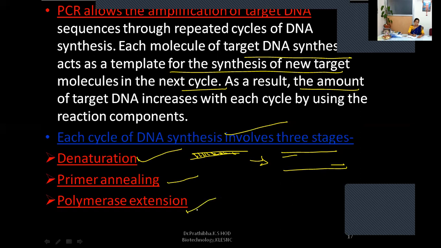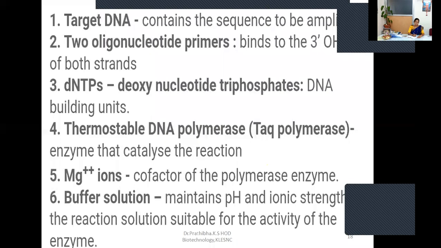The next one is polymerase extension. Once the primers are attached to the ends of the template DNA, the Taq DNA polymerase enzyme binds and keeps on adding the complementary nucleotides according to the template DNA. And here also, simultaneously, it keeps on adding. You can see the extension here, right? So from 2 strands, we got 4 strands. So this is all about PCR. PCR mainly works on 3 steps: denaturation, primer annealing, and polymerase extension.